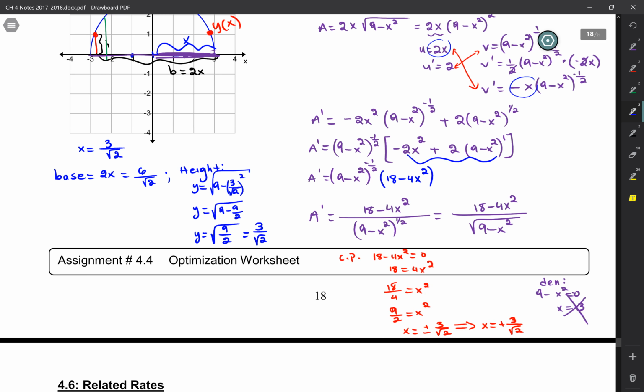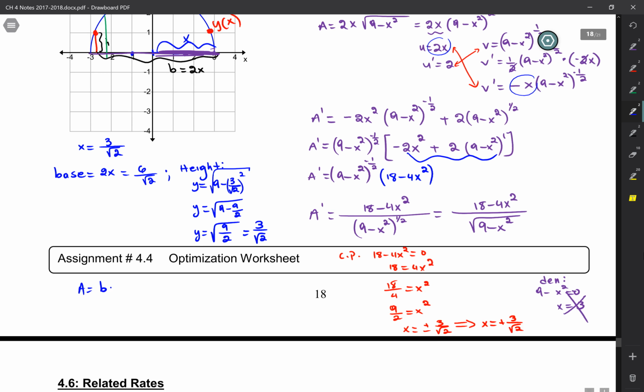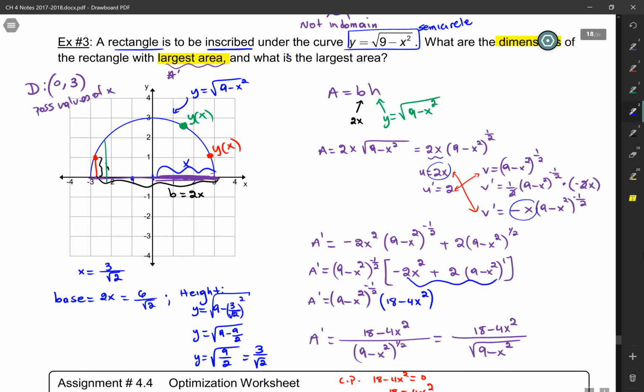So now we need to find the area. Area is base times height. Area is 6 over root 2 times 3 over root 2. Area is 18 over 2, which is 9. No units.